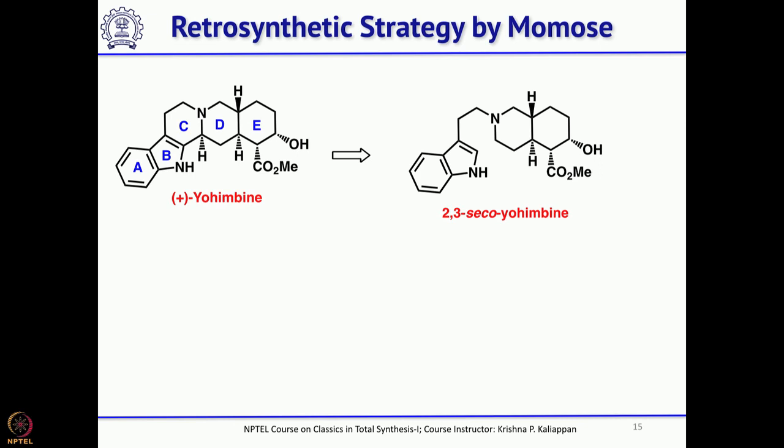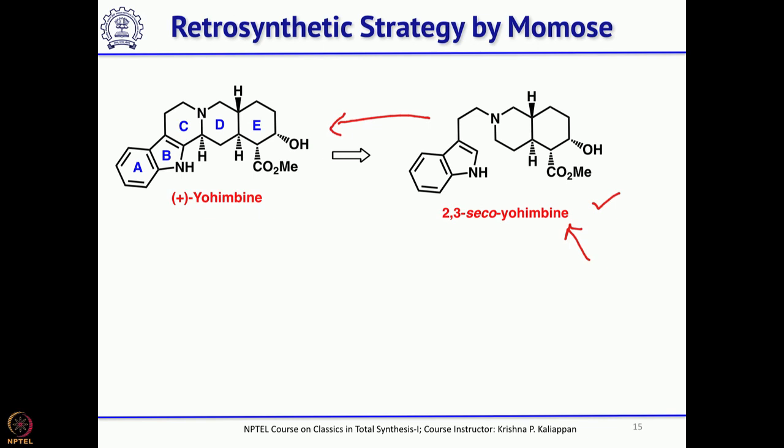Yohimbine was known to be made from this 2,3-seco-Yohimbine. That means this has already been converted into Yohimbine by two groups, Gilbert, Stork and others, who have completed 2,3-seco-Yohimbine to Yohimbine. So his idea was to make the 2,3-seco-Yohimbine. If he could do that, that completes the formal asymmetric synthesis of Yohimbine.